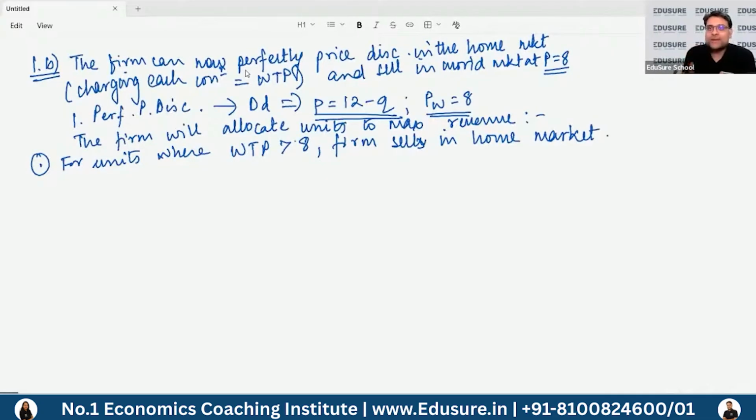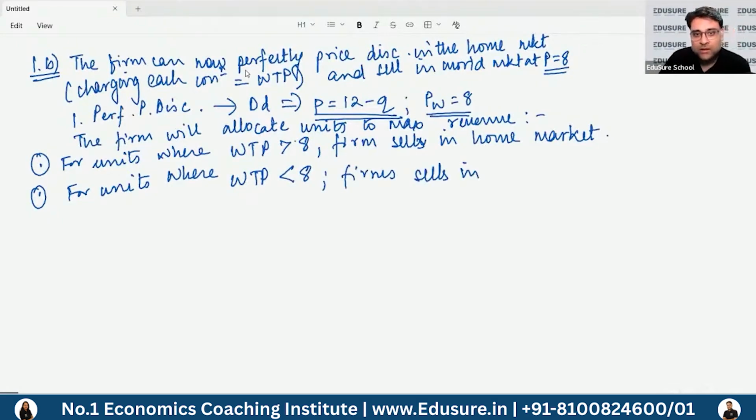Because in the world market at 8 it can sell unlimited quantities. At price 8 it can sell unlimited quantities in the world market, right? So why should it sell at a price lower than 8 in the home market? When a customer is ready to pay 8 rupees, will you sell to anyone else at a price lower than 8 rupees? It doesn't make any sense, right? Therefore, for units where the willingness to pay of the consumer is less than 8, the firm sells in the world market at price equal to 8.